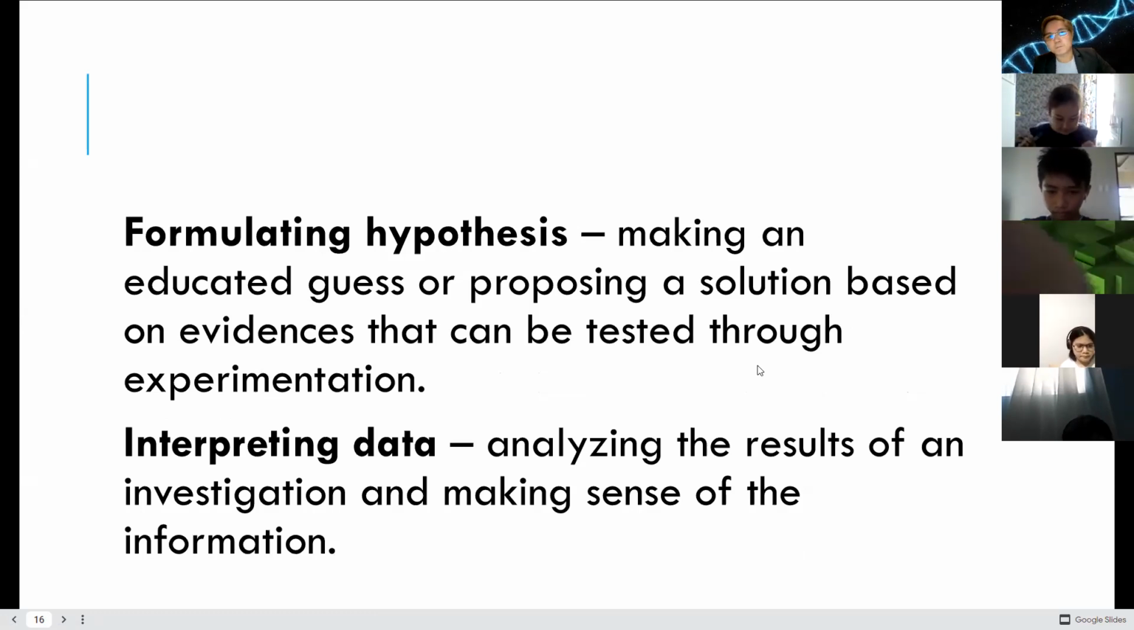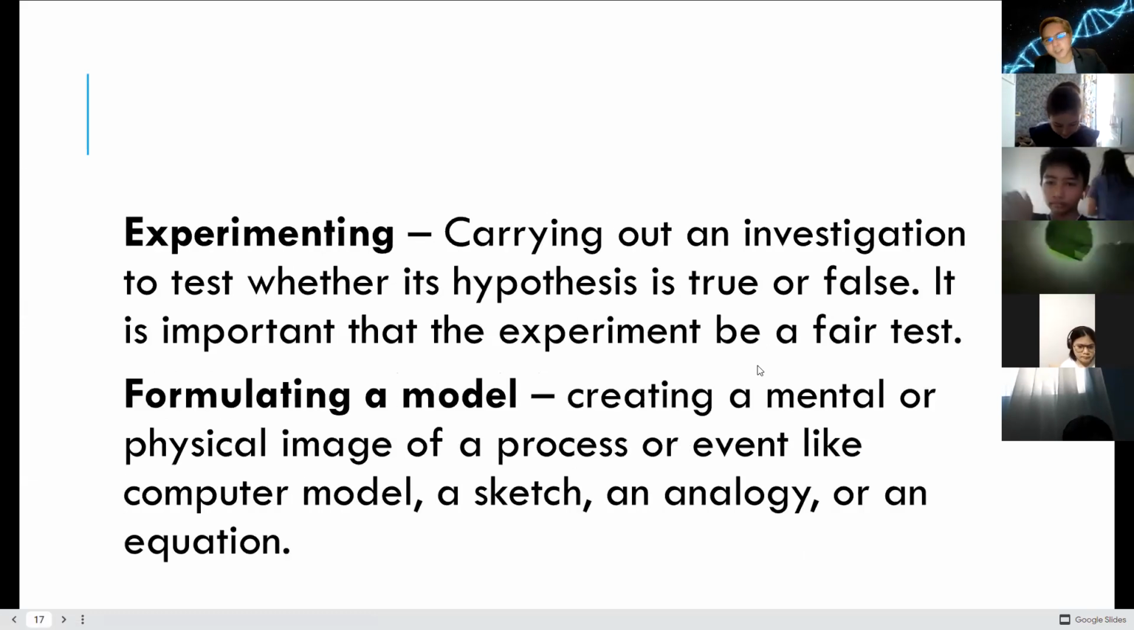Experimenting, formulating a model out of your experiment. Just like what we are doing now. Your vaccines are the output of science. Your vaccines also are part of the experiment.